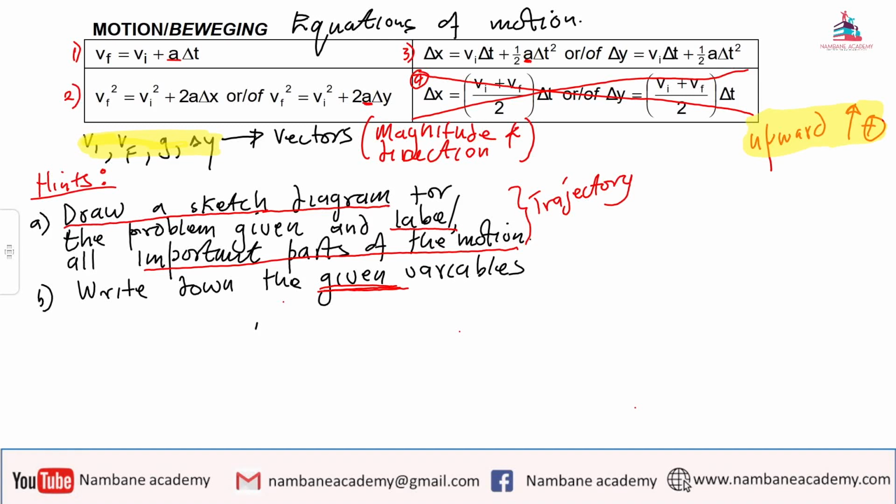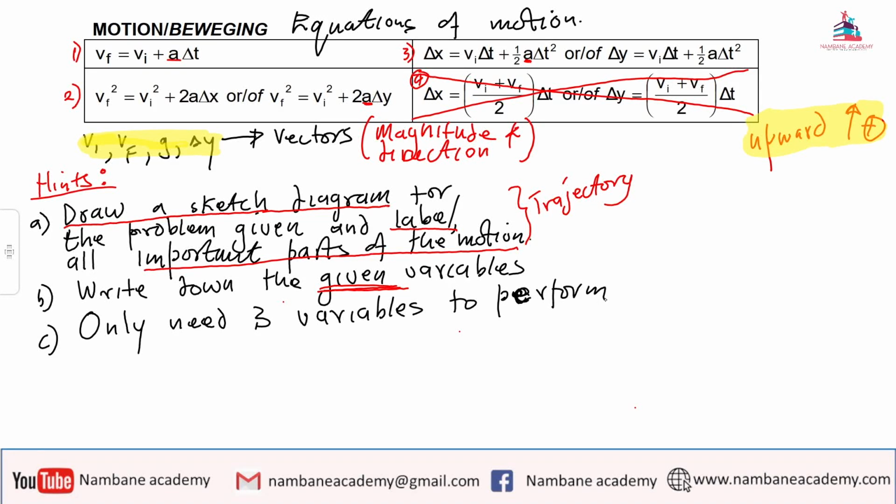Now, here comes the trick that most people are not aware of. We only need three variables to perform a calculation. So we only need three variables. Only three. If we can get these three, then it means I am done with the science. But it is not that easy to get these three.